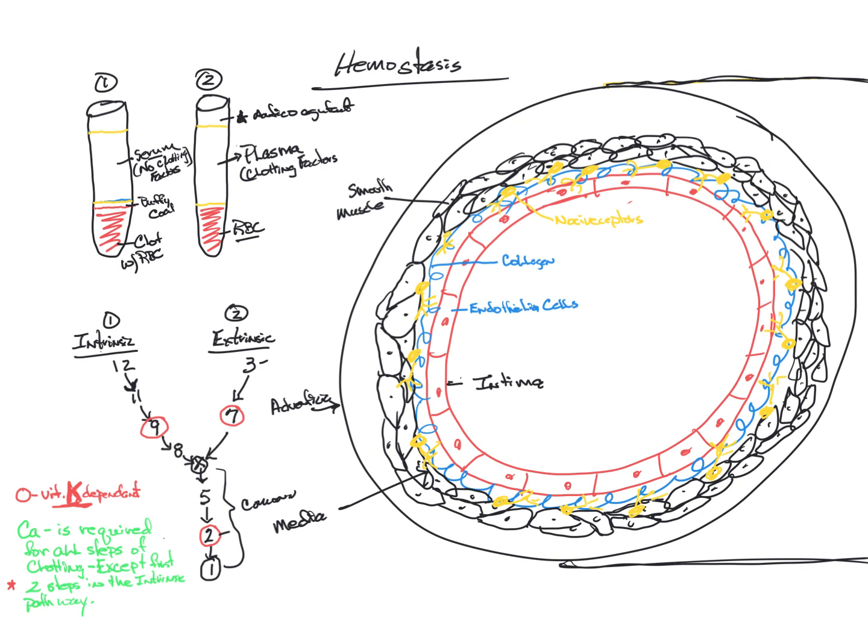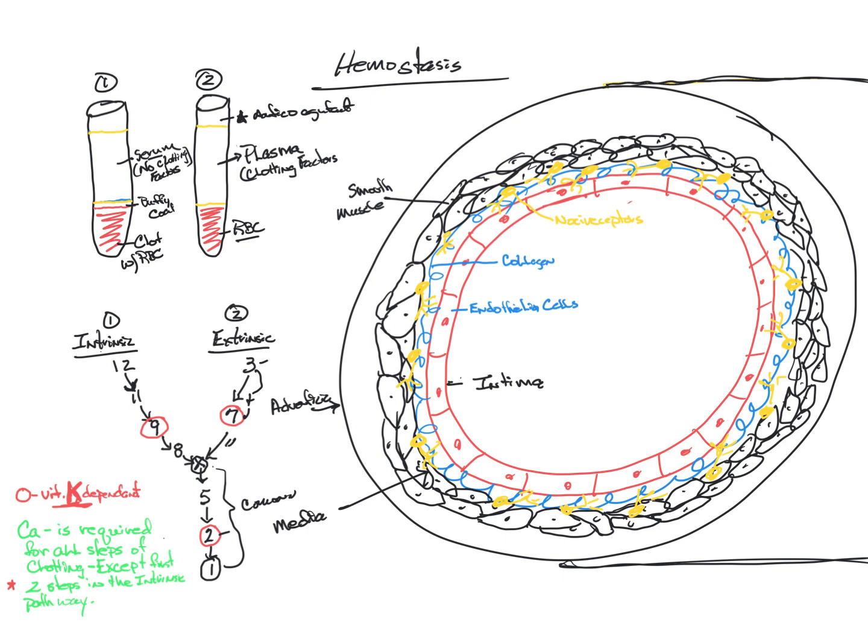12, 11, 9, 8, and then 10. Okay? How do I remember the extrinsic? Well, it's tissue. The tissue factor is 3. 3 plus 7 equals 10.